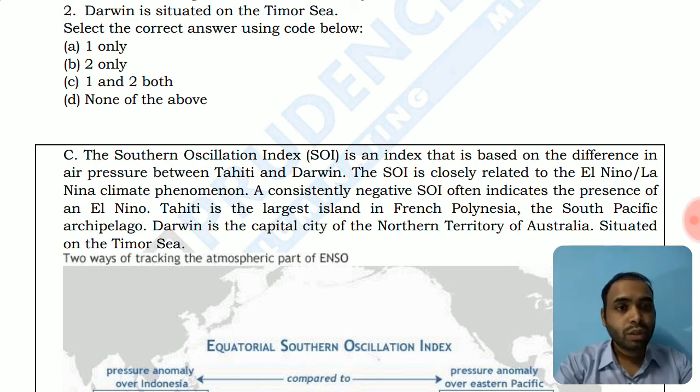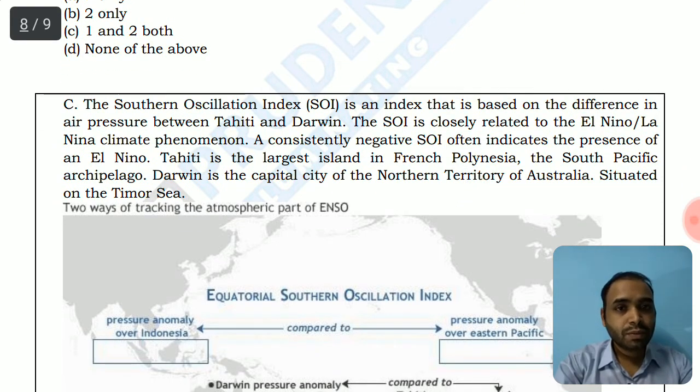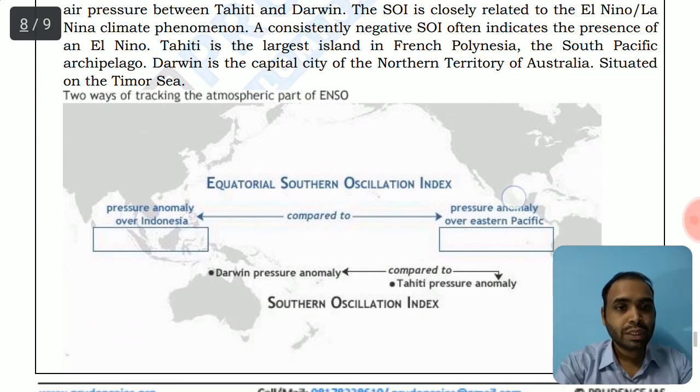Darwin. The Southern Oscillation Index is closely related to the phenomena of El Nino and La Nina, and a consistently negative Southern Oscillation Index indicates the presence of an El Nino. So if the Southern Oscillation Index is constantly negative, then there is a possibility of El Nino. Tahiti is the largest island in the French Polynesia, the Southern Pacific Archipelago, and Darwin is the capital city of the Northern Territory of Australia, situated on the Timor Sea.